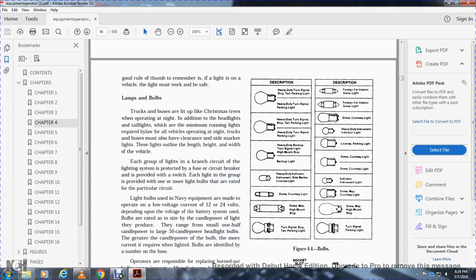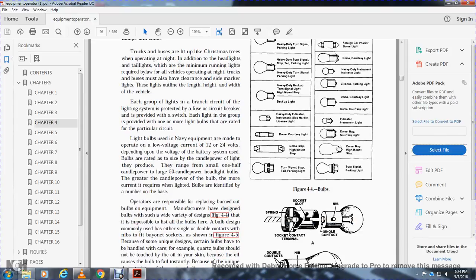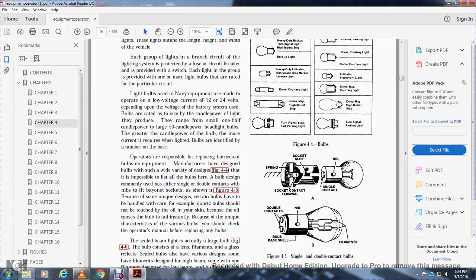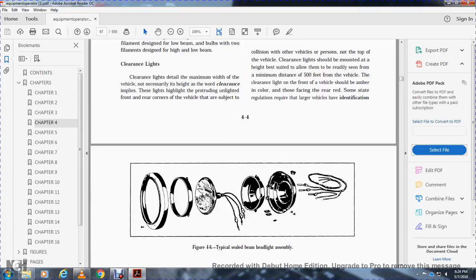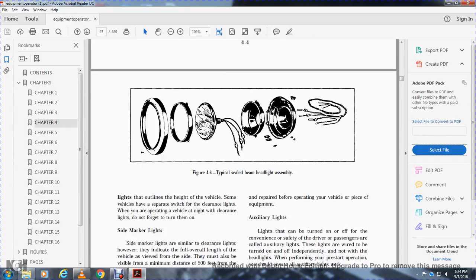The figure shows the descriptions of the bulbs: the spring, socket terminal, contact terminals, nib, single contact, double contact, bulb shell, and filaments. Figure 4-6 shows a typical sealed beam headlight system.